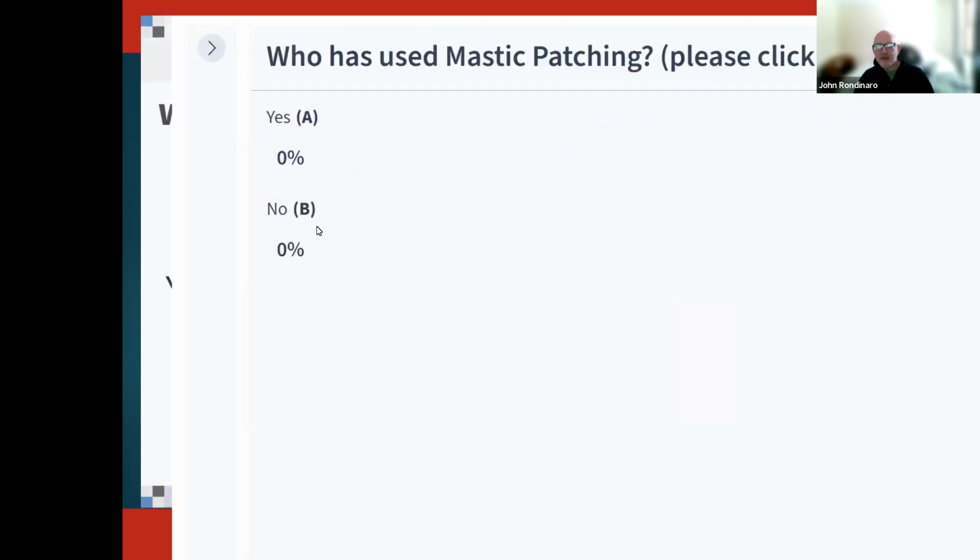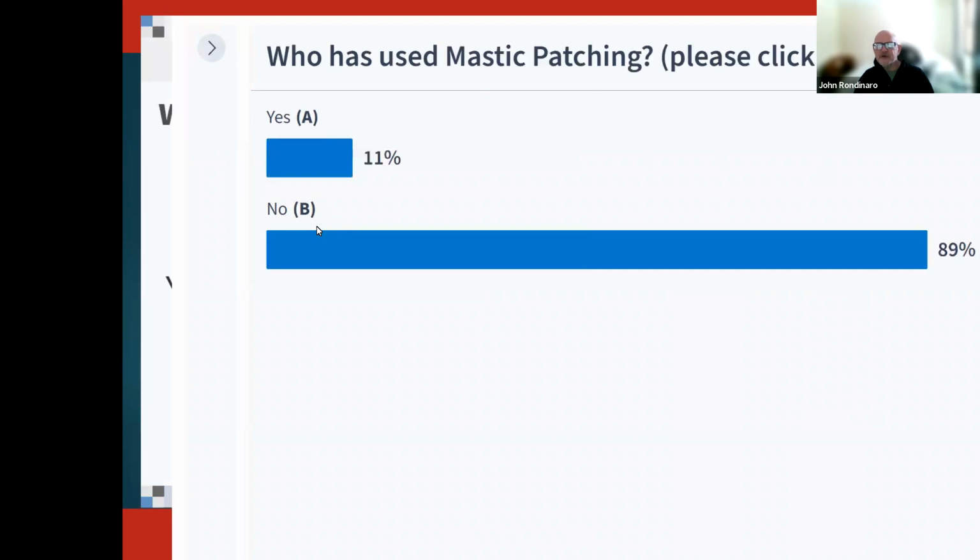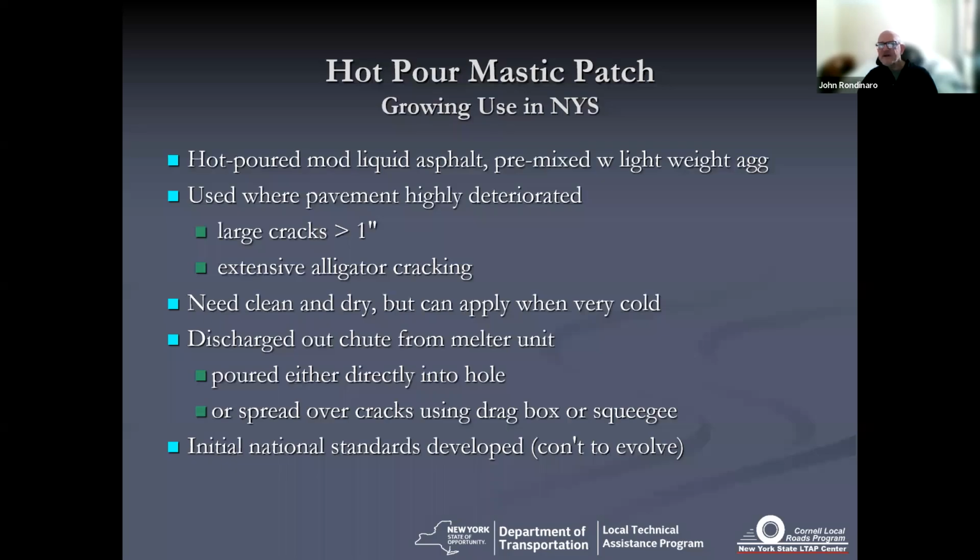Who's used mastic patch? Okay, got a handful of folks out there that have used mastic. Now, anybody that's used mastic, I hope you're in the same category I am. I think that stuff is magic. So what is mastic? Well, it's a hot poured material. We've got a lot of growing use in New York. It comes as a modified liquid asphalt, pre-mixed in a bale with lightweight aggregate. All you're doing is throwing it into a rig like a crack seal mixer, only it's specifically designed to deal with the lightweight aggregate that's already in the bale.